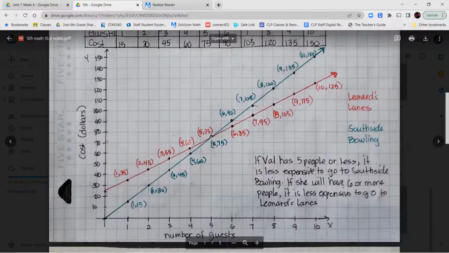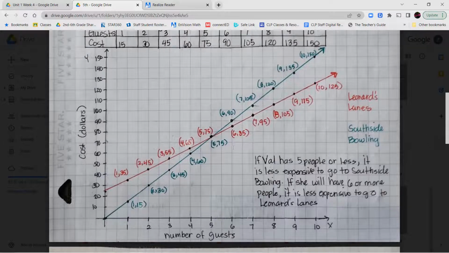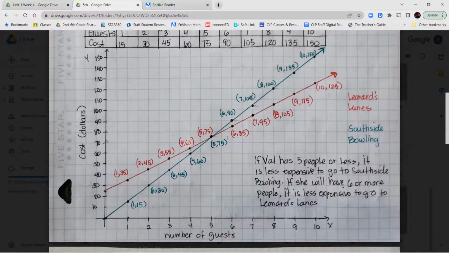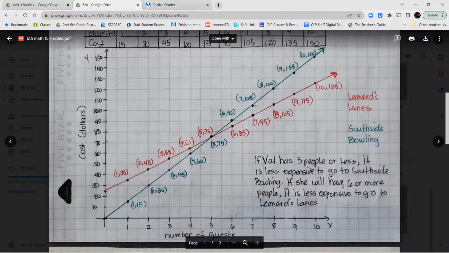So if Val has fewer than 5 people, then she would be charged less. The least expensive option would be to go with Southside Bowling. But if she has 6 or more people, it would be less expensive for her to use Leonard's Lanes. So you can see here where the graphs cross, one started lower and ended up higher, one started higher and ended up lower.